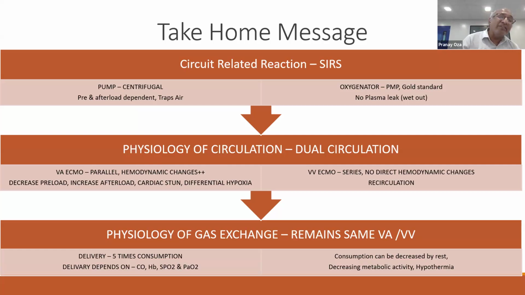Remember, VA ECMO is unphysiological ECMO. It decreases the preload, agreed, but it increases the afterload. Physiology of gas exchange remains the same for VA and VV ECMO both. Remember, delivery is always 5 times more than the consumption, and delivery depends not only on your cardiac output, but on hemoglobin, saturation, and PO2. And consumption is decreased by rest, decreasing the metabolic activity, and hypothermia. And these are the different ways which we utilize in VV ECMO to improve the saturation.